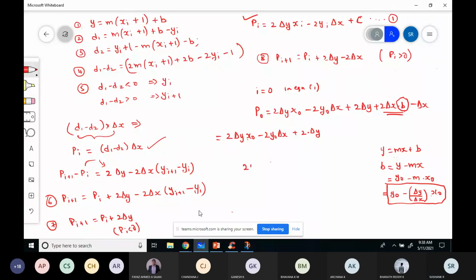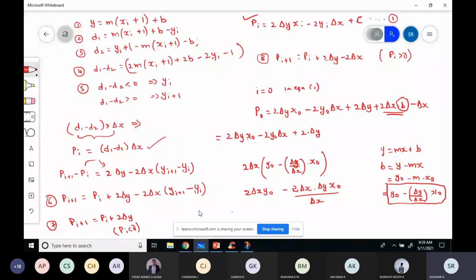2 times delta x. B, I'm putting it with y naught minus delta y by delta x into x naught. So now further simplification. If I do, it will be like 2 into delta x y naught minus 2 into delta x delta y x naught by delta x. I'm multiplying, that's all. So B, I'm replacing with y naught minus delta y by delta x x naught.